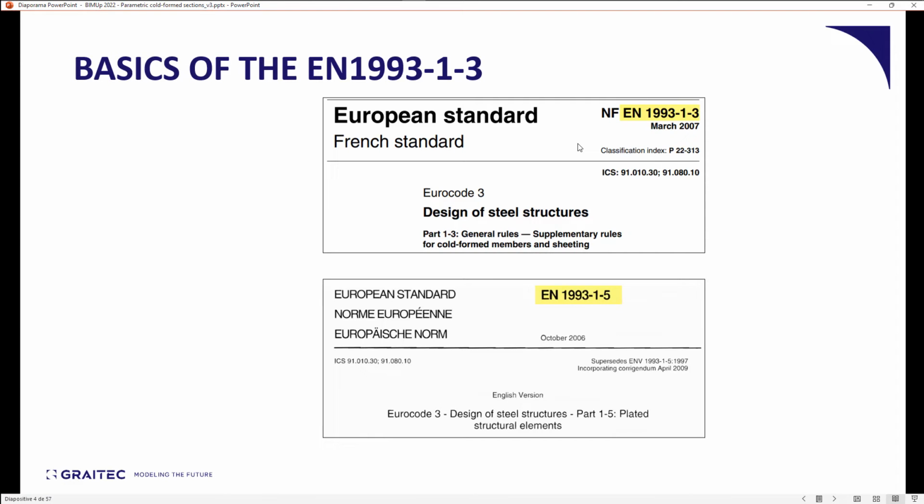Cold-formed design is covered by Eurocode 3 Part 1.3, but it will reuse some concepts that were introduced in Part 1.5. And Part 1.5, you probably already know about that. It's used for usual Class 4 design to identify the ineffective parts of a section. And all the formulas there, all the concepts, they will still stand for cold-formed design.